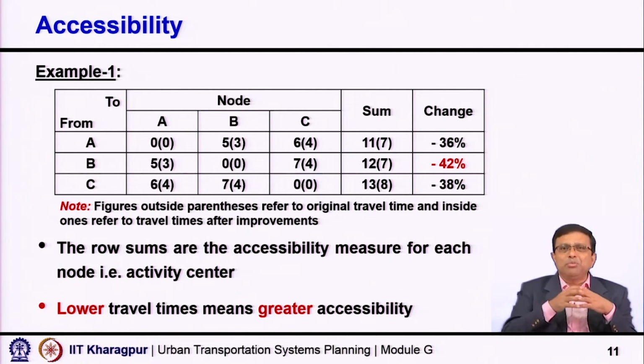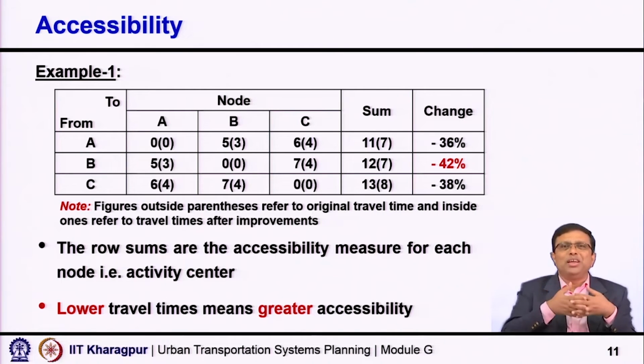So, what is really happening? We can say that there is basically 36% reduction in the sum of time. Similarly, for B it is 42% reduction, for C it is 38% reduction. All I am trying to say in a very simple manner is that we improve the transport connectivity by improving roads, building new roads.